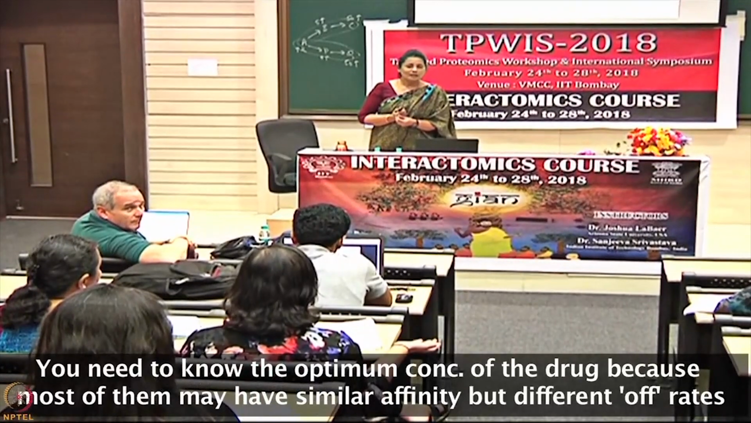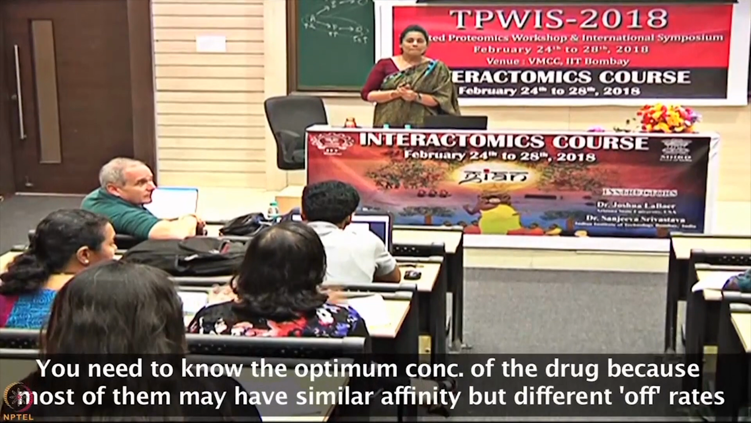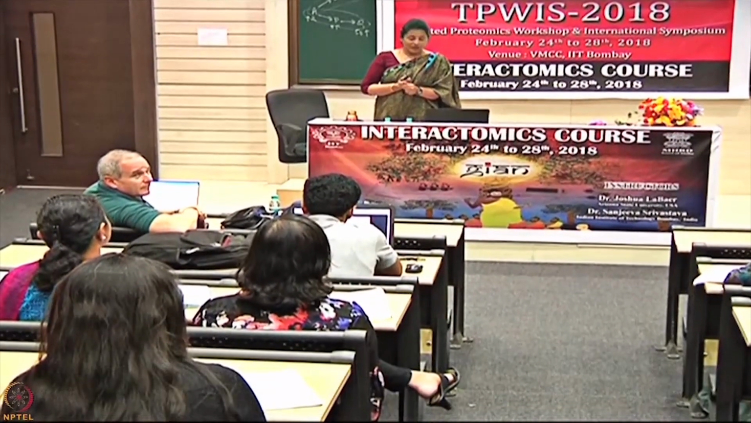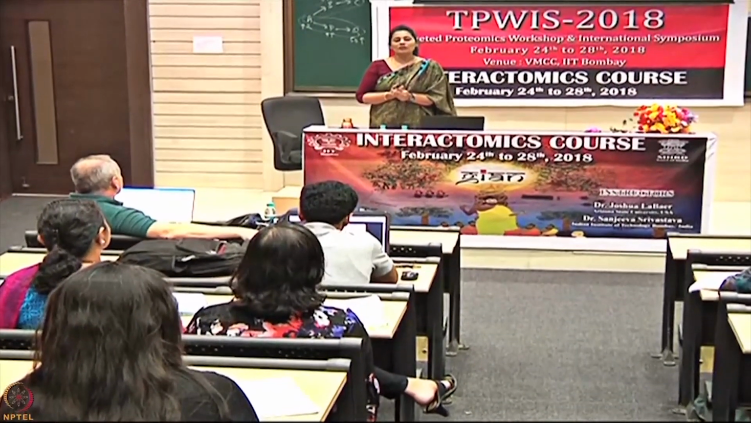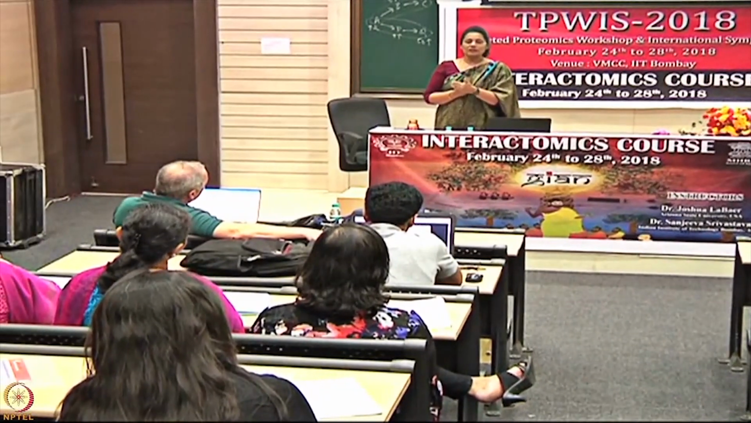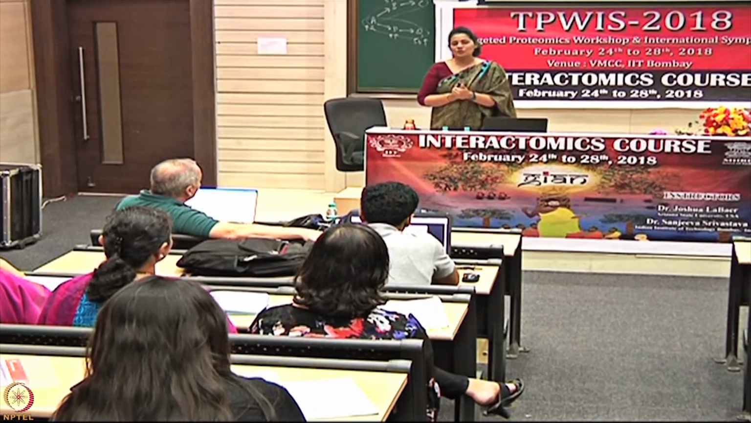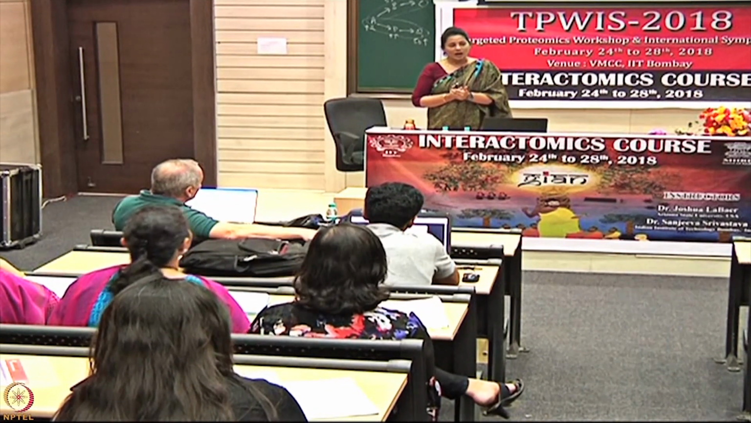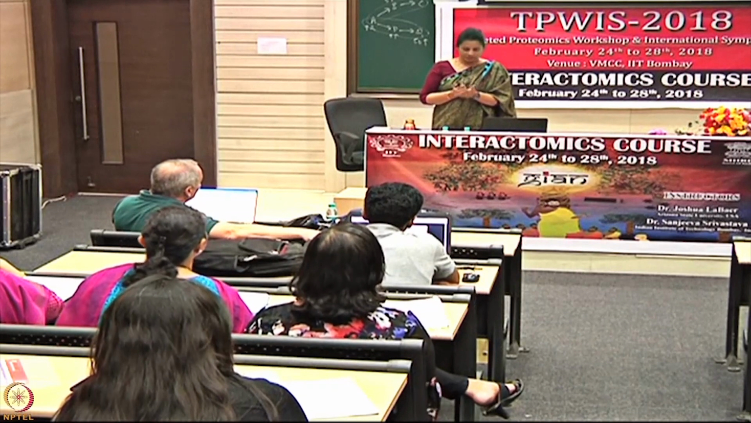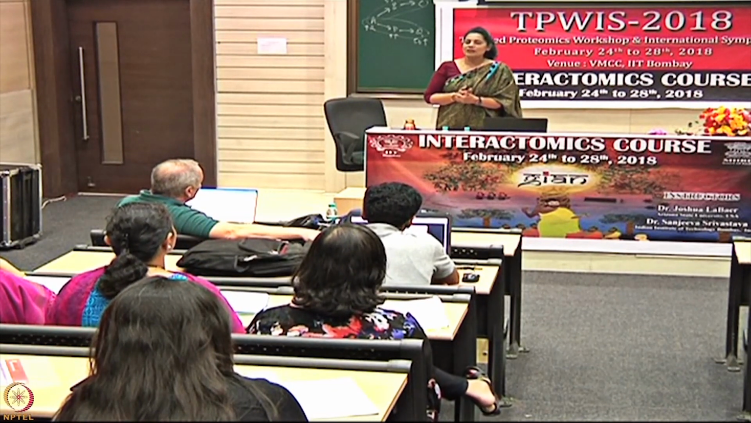Because most of them would have a similar affinity, may have a different off rate. Correct. So how do I engineer it now? Suppose I want to dissociate it slowly, or I want to have a rapid association. Most likely you want to slow the dissociation of a drug, right? And you don't want it too slow, exactly. So what would I do when I look at the structure? Can structure help me in any way?